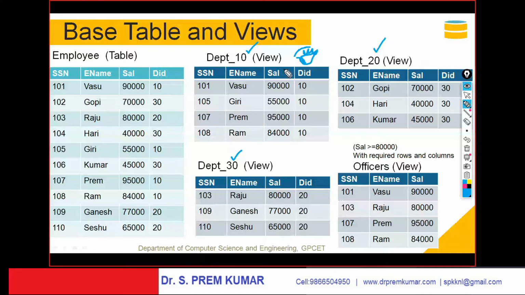If the 10th department manager sees the department 10 view, he can see only the details of 10th department employees. He can't see the rest of the departments because he is least bothered. Similarly, if there is a manager of the 20th department and he is seeing department 20, then through this he is able to see the employee details of only department 20.